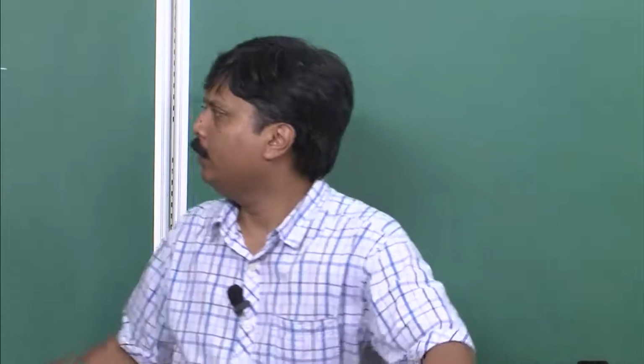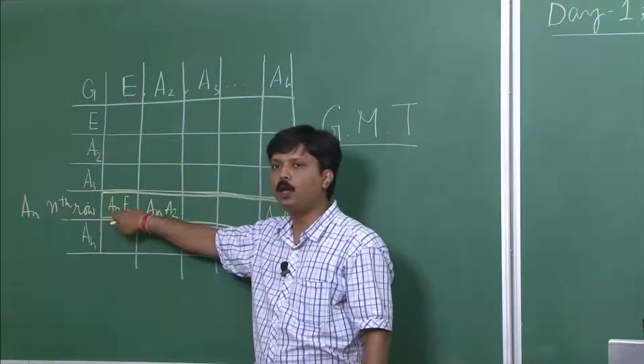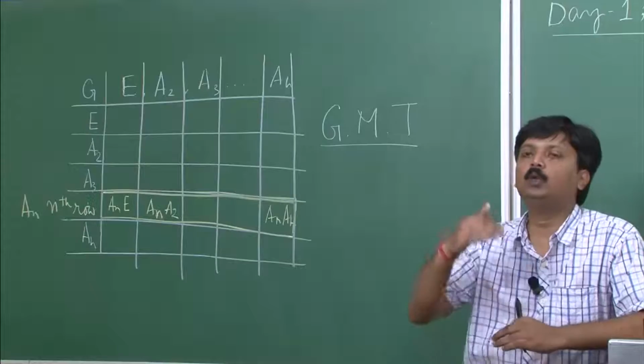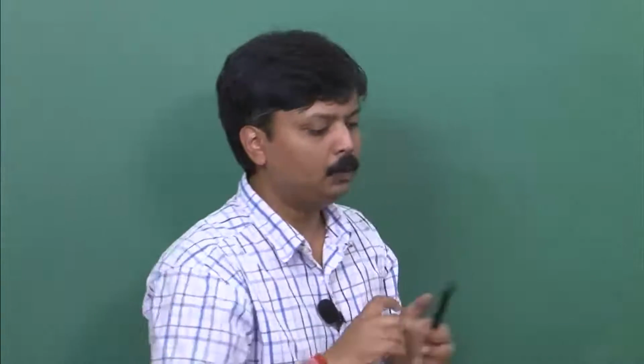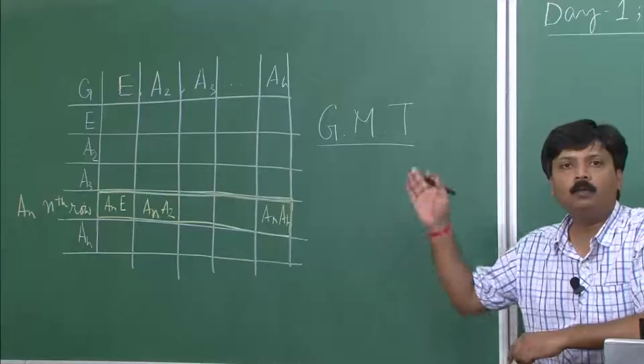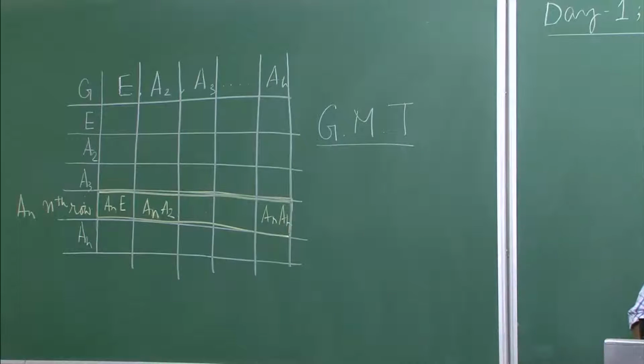Now since I am not going to repeat the same binary operation going from one row to another row, that means they also will be different, in the sense that all these rows will be completely different. What does it mean? That means what exactly is written here in the rearrangement theorem, that each row lists each of the group elements once and only once, and that no two rows are identical. Fine. So that is easily visible from this. And the same thing can be said about the columns. I could do the same thing in terms of columns also. So this rearrangement theorem holds pretty well.